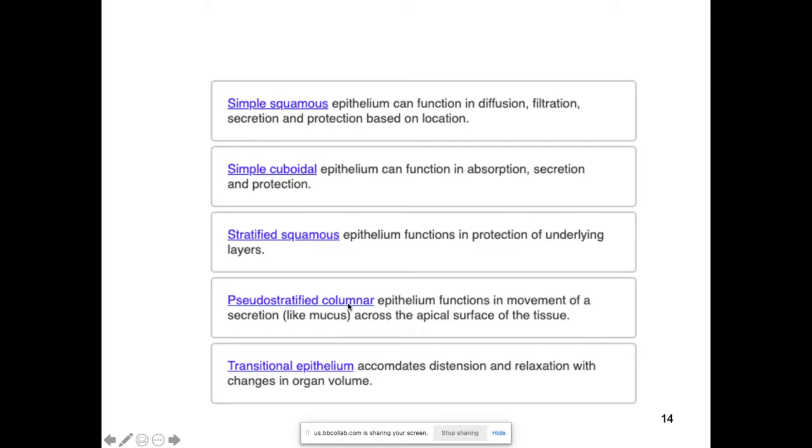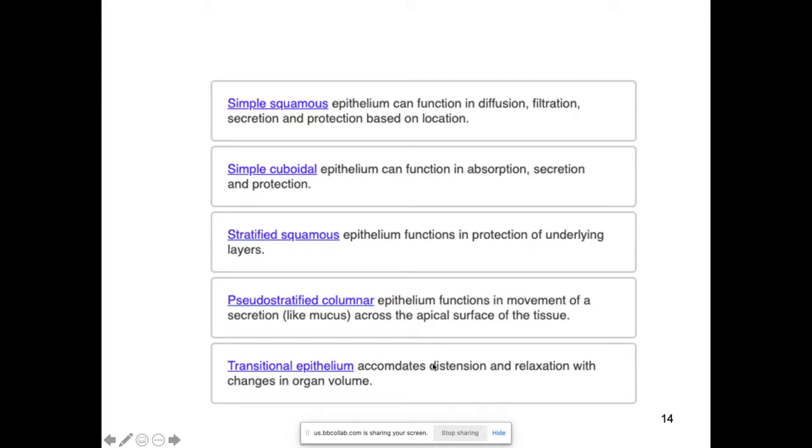Pseudo-stratified columnar, this is what I showed you with the trachea. But since I was just introducing it, I wrote columnar cells when I did that drawing a little while ago. But in the trachea, it's really pseudo-stratified columnar. That's why I mentioned wherever you have pseudo-stratified columnar, there's going to be cilia with it. And that cilia is going to be moving the mucus that's produced by those goblet cells. You have those cells within the intestines, you have them within the trachea, and they produce mucus.